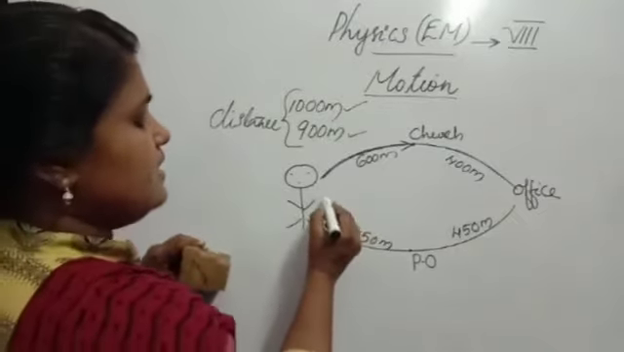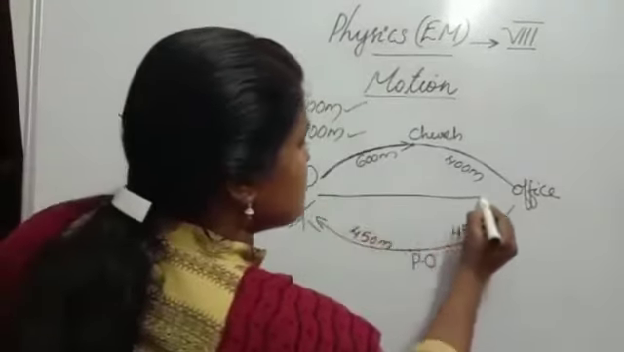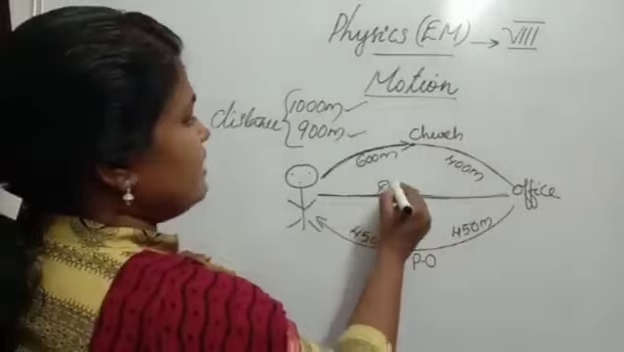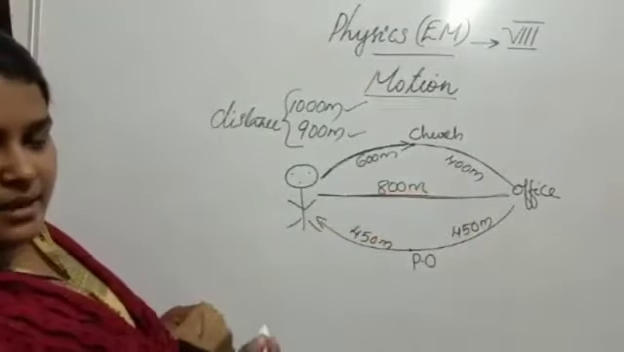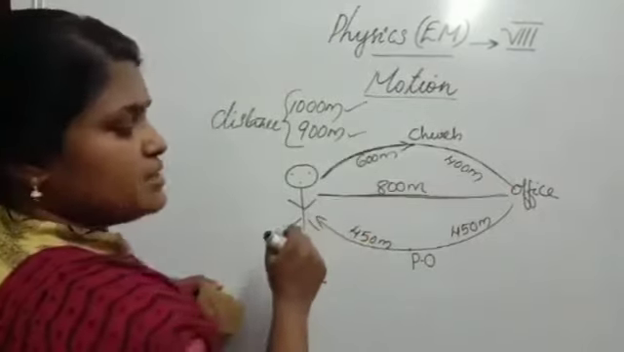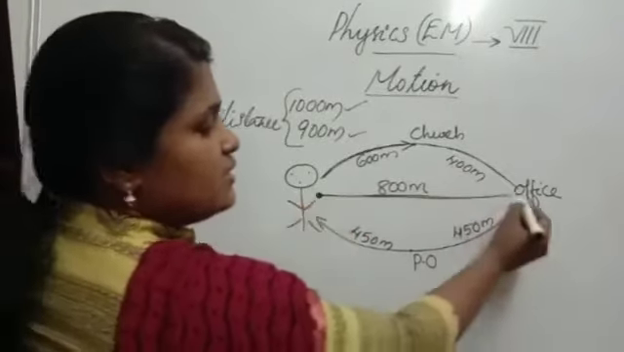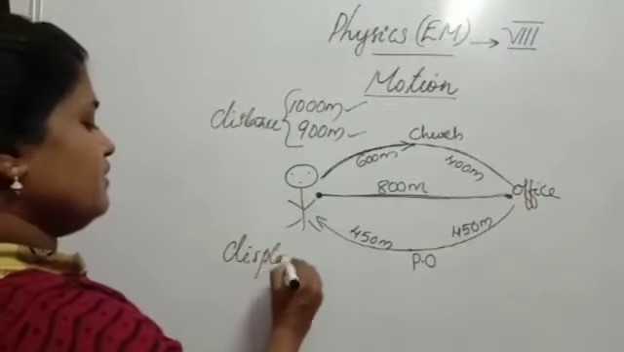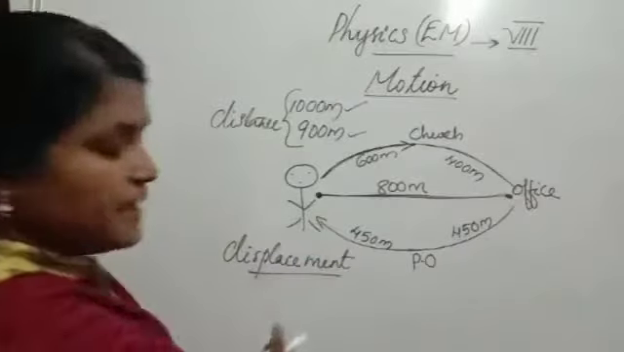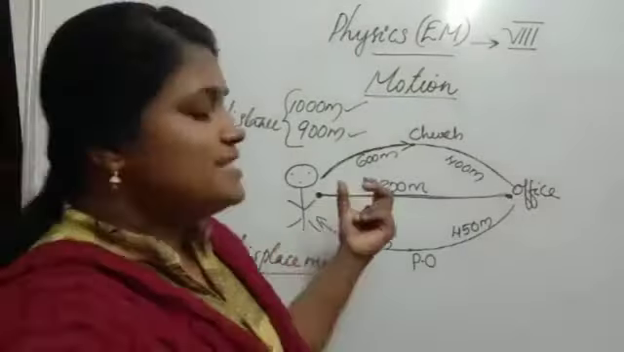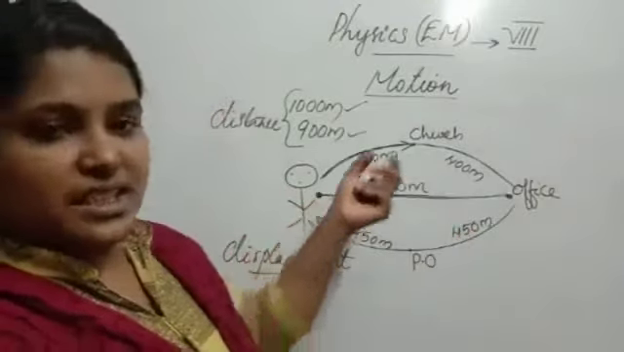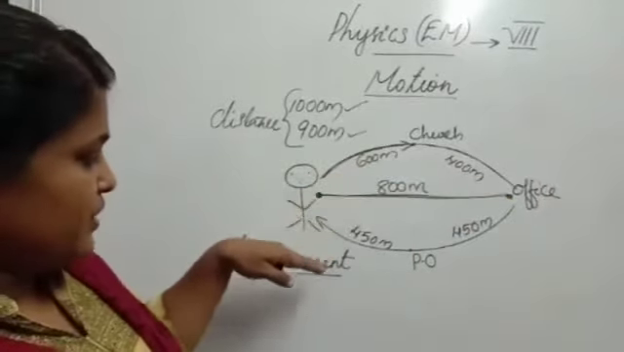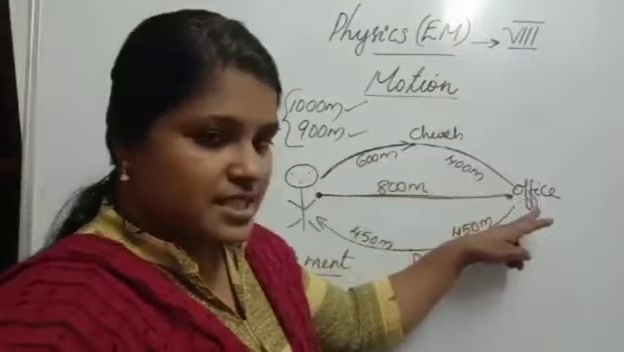But listen, the actual length or the shortest distance between the home and the office is only 800 meter. So the straight line distance between the initial position and the final position is called displacement. What is meant by displacement? It is the straight line distance between the initial position and the final position.